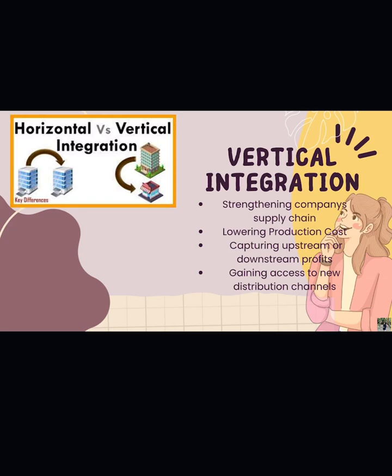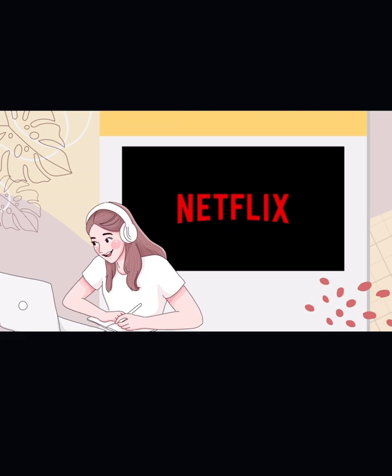To achieve this, one company buys another that is either ahead or behind in the supply chain. One of the most notable examples of vertical integration is in the entertainment industry, which is Netflix. Netflix was at the end of the supply chain before it started its own content made by content creators.